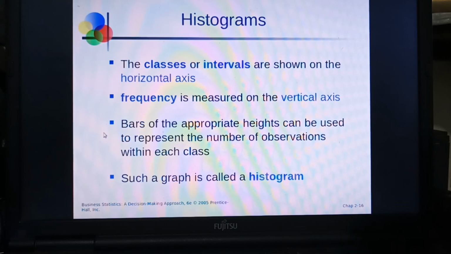Now, let's talk about histograms. What are histograms? The classes or intervals are shown on the horizontal axis in histograms. And frequency is measured on the vertical axis. Horizontal is like that, diba? And vertical is like that. Bars of the appropriate heights can be used to represent the number of observations within each class. Such a graph is called a histogram.